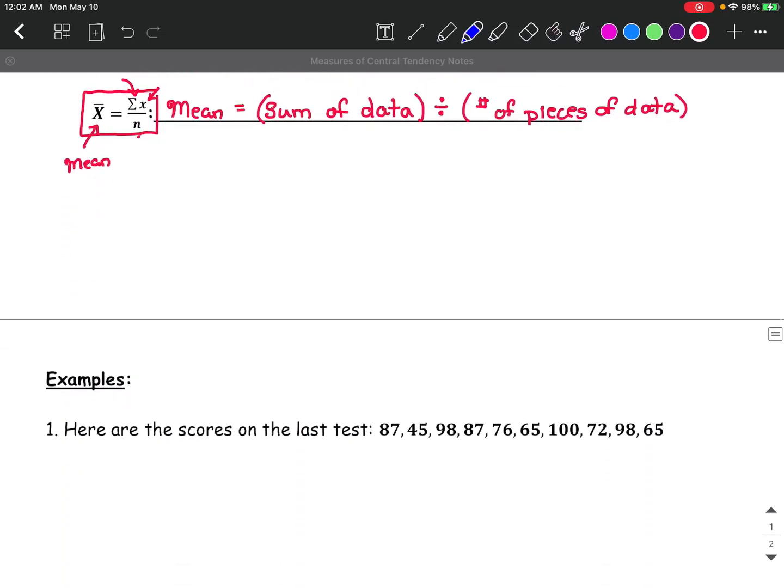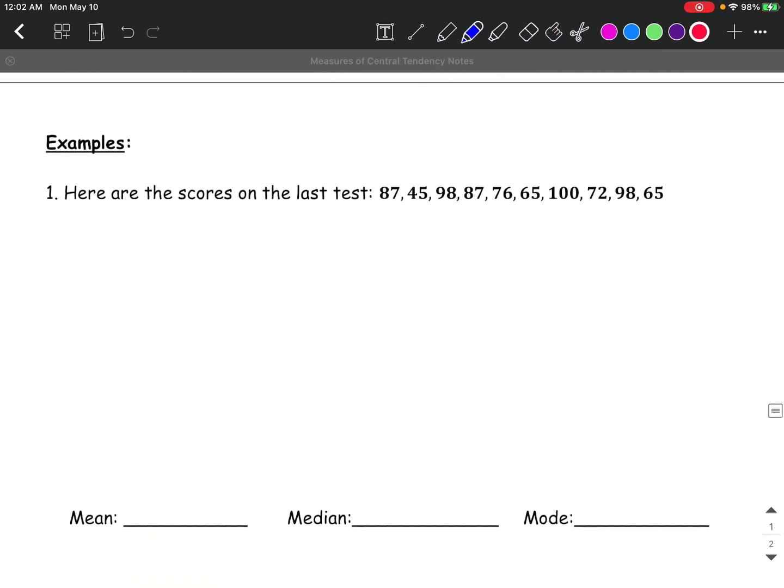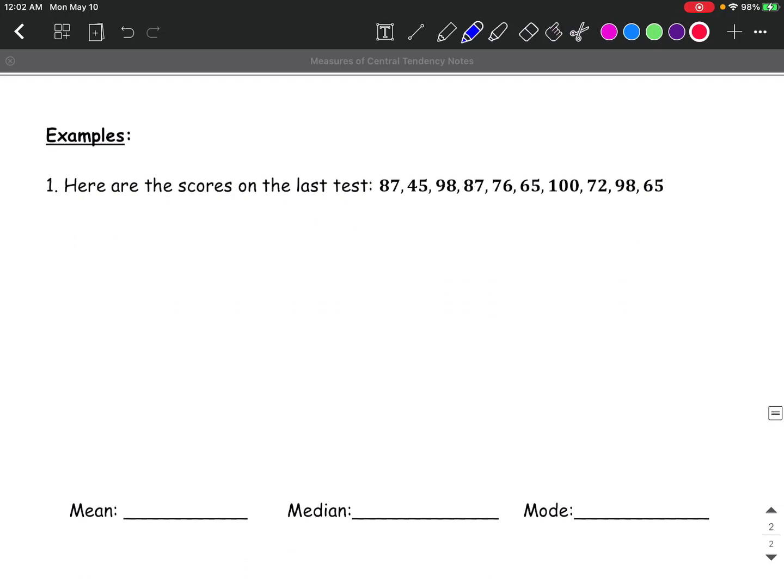Okay, so let's try one. Let's look at an example. So here we have the scores on a test: 87, 45, 98, 87, 76, 65, 100, 72, 98, and 65. And we need to find the mean, the median, and the mode. Now the first thing I'm going to tell you to do is put the data in order. And it doesn't matter if you go from smallest to largest or largest to smallest. I tend to always start with my smallest.